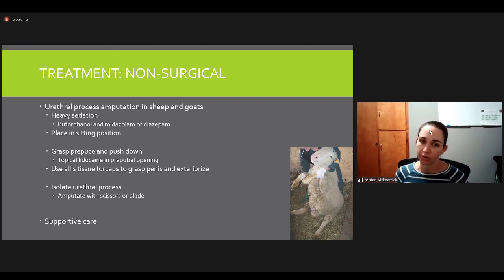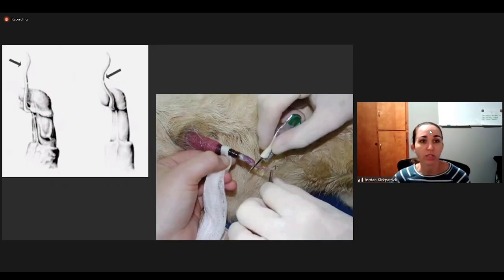If that fixes the problem, you're then also going to do some supportive care for the electrolyte abnormalities, fluid diuresis if they need it for the azotemia, and try to get their electrolytes back into a normal range. This is just a schematic of what the urethral process looks like, and here's a picture of the urethral process amputation. You can see that part of the distal end of the penis is necrotic, which can happen with the urinary blockages. But this right here is the urethral process, and they're just cutting it off with a blade.